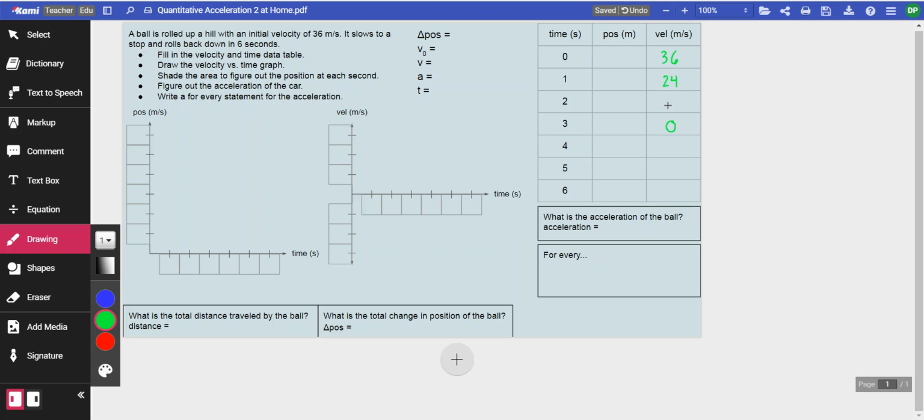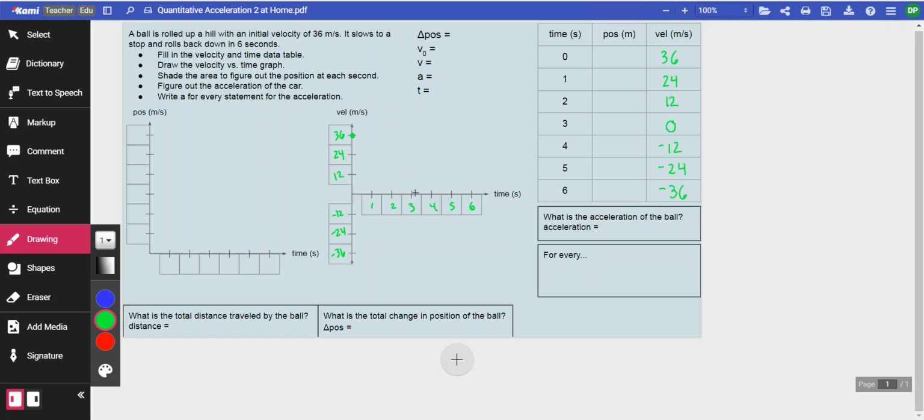So 24, 12, 0. But we know this change is constant, so decrease by 12, decrease by 12, decrease by 12, decrease by 12, decrease by 12, and decrease by 12. And that actually makes a lot of sense, because if the speed was 36 on the way up, it's 36 on the way down, just in the other direction. So let's put this in here. 1, 2, 3, 4, 5, 6 seconds. So we have 36, 24, and 12, negative 12, negative 24, and negative 36.